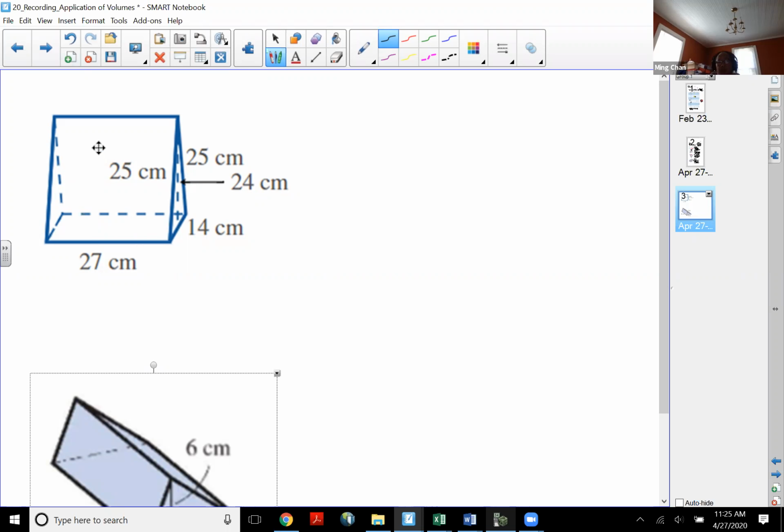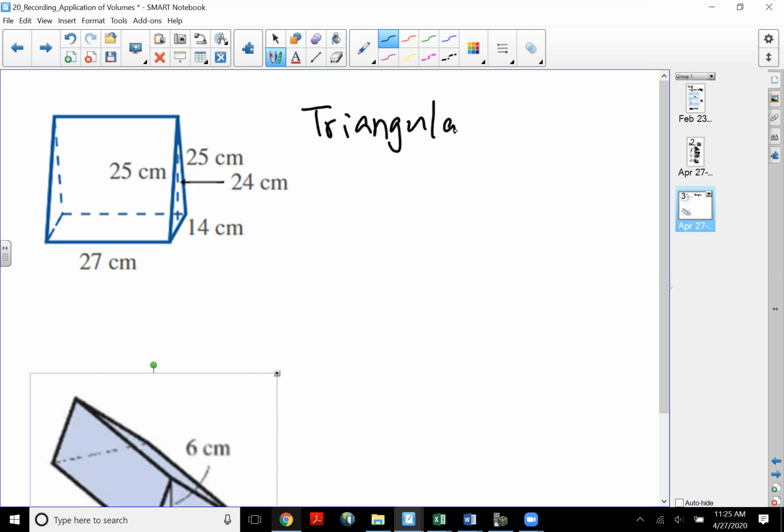So here, the big rectangle that's facing us and the other one facing the other side are actually not congruent. A lot of people thought they are congruent. They are not, because the length is different. The sides of this triangle facing to the right or left are different lengths. So this is actually a what? A triangular prism.